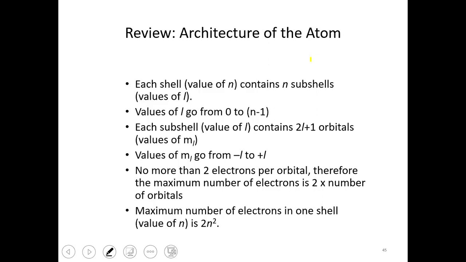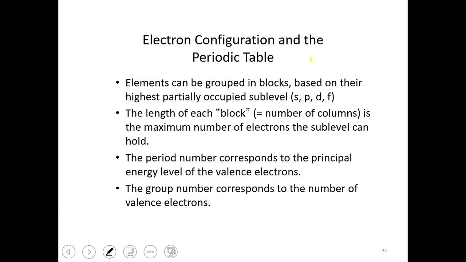The other thing we found is that when we combine our knowledge of the quantum model with the periodic table, we find that elements can be grouped in blocks based on what is their highest partially occupied subshell. So you have the S, the P, the D, and the F block. We found that the length of each block, in other words, the number of columns, equals the maximum number of electrons a sublevel can hold. So in other words, whatever column in a block an element is, that is actually the number of electrons that element has in that block. The period number corresponds to the principal energy level of the valence electrons.